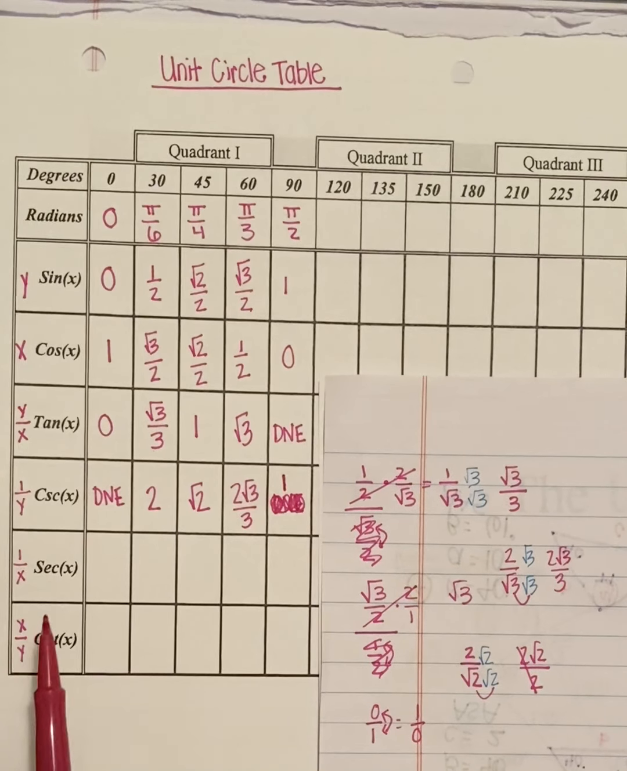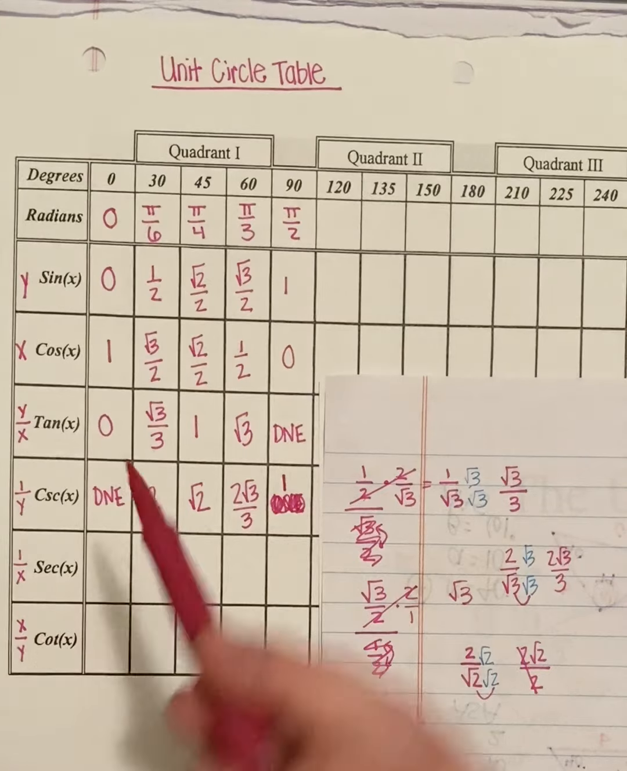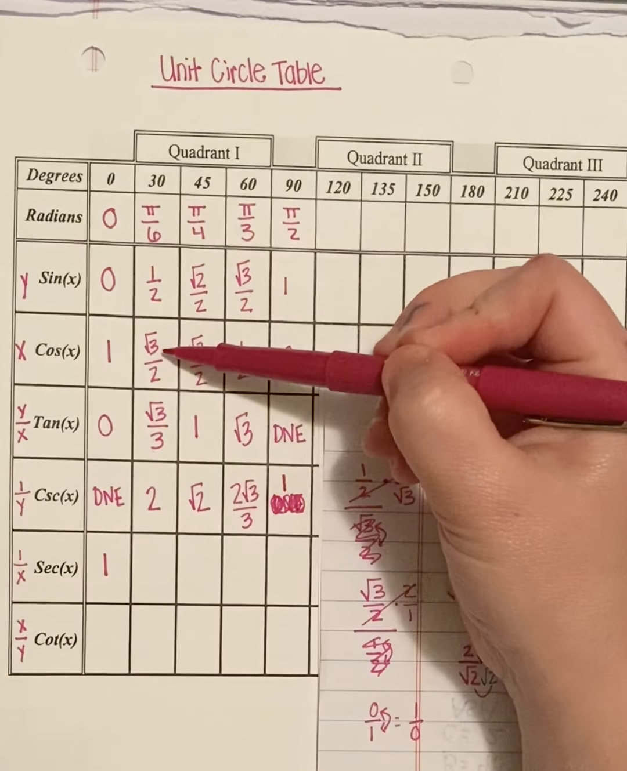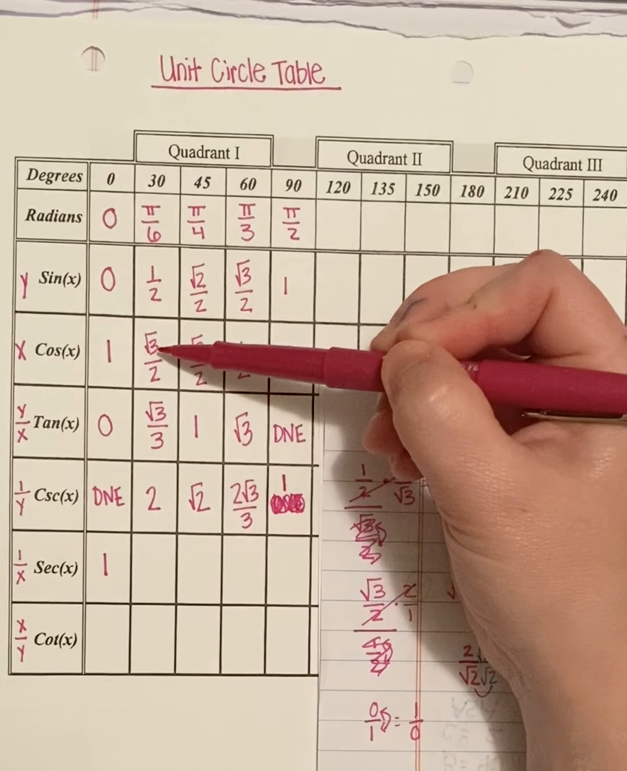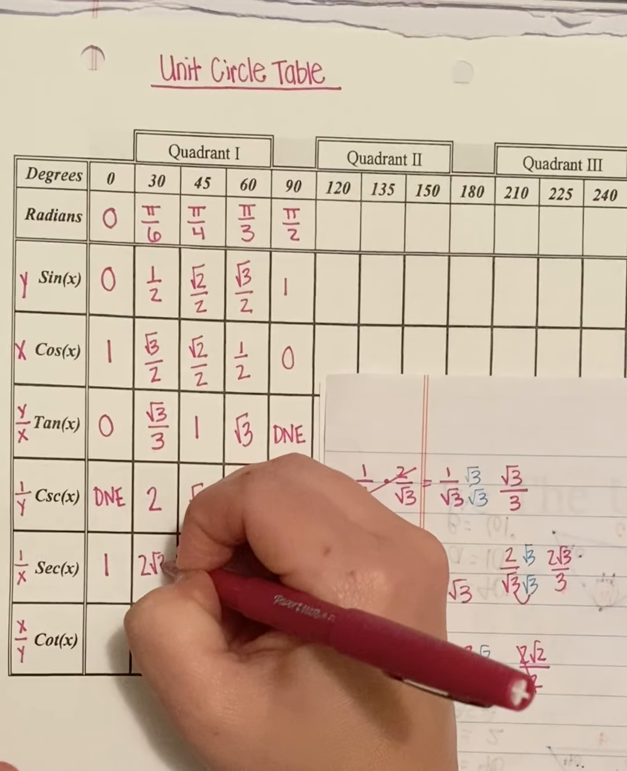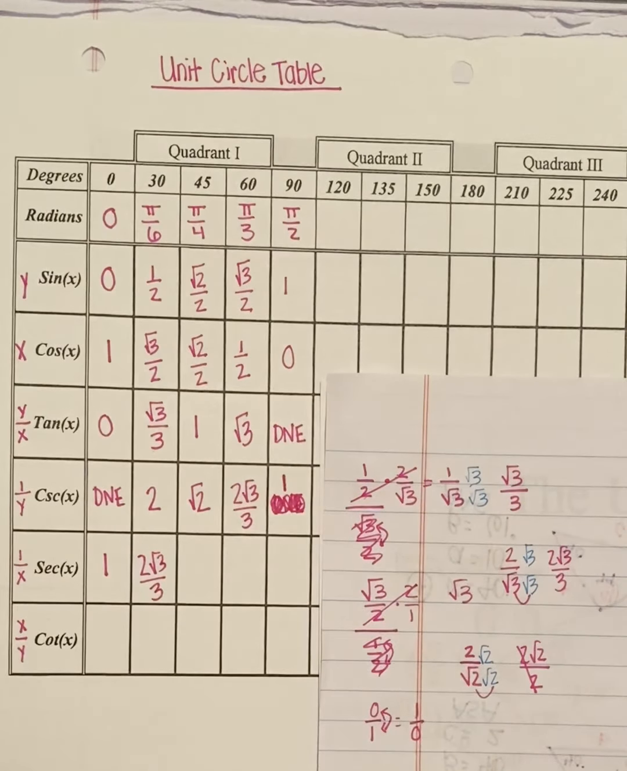All right, next we're going to find secant. To find secant, we're going to flip x. So let's flip 1. If you flip 1, you still get 1. Next thing we're going to do is flip the square root of 3 over 2. We already did that. 2 over the square root of 3 right here. When we flip 2 over the square root of 3, we got this: 2 square root of 3 over 3. You're going to see patterns happening on this table.